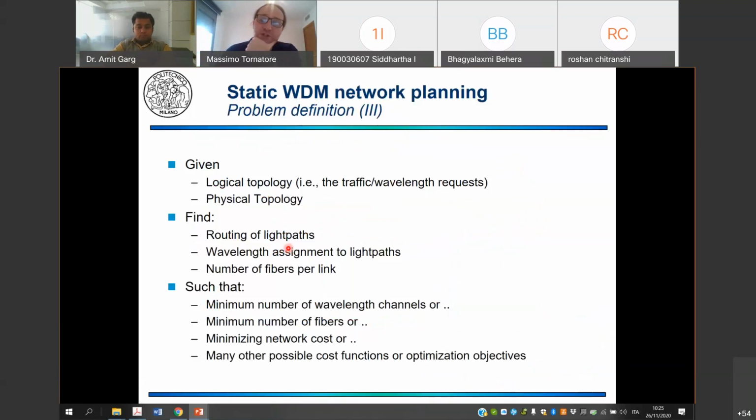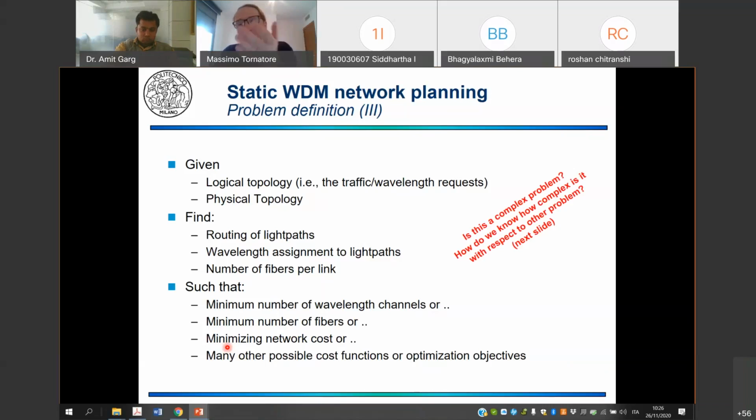So the problem that we solve is this one. Given the logical and the physical topology, so the requests and the network to serve those requests, we want to route the light paths, assign the wavelengths, and possibly decide the number of fibers, minimizing some cost metric, which can be the cost of fiber, the cost of wavelengths, etc.